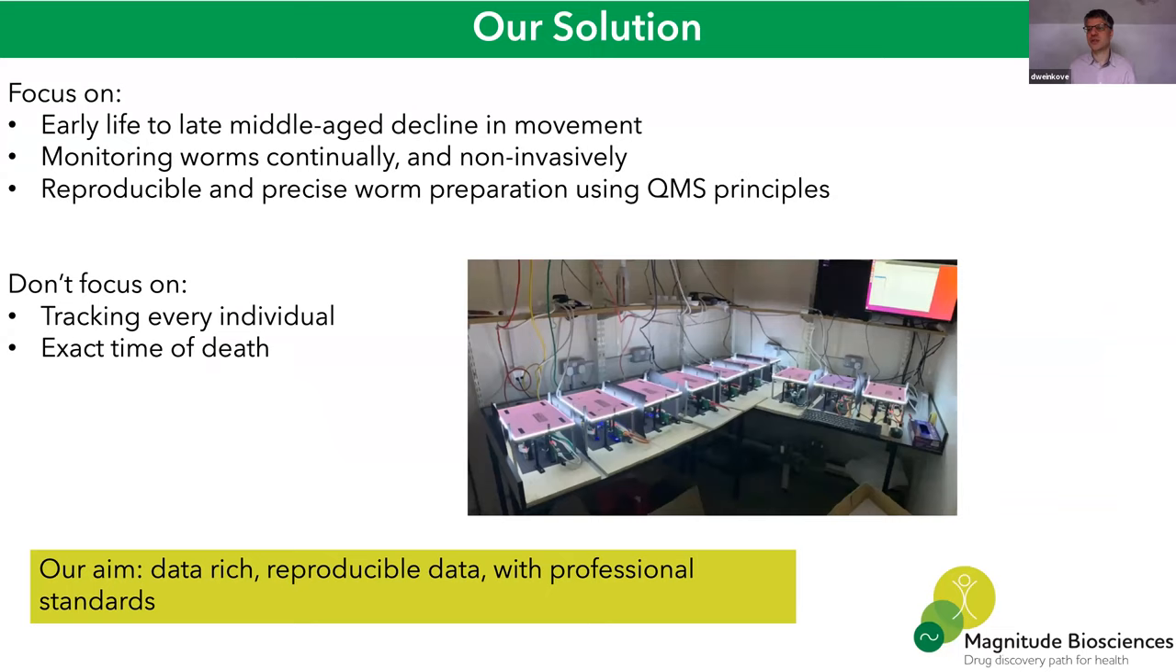The technology also made us really understand how important it was to get our preparation right. So, reproducible and precise worm preparation using quality management system principles, which is effectively just making sure that we've got a lot of consistency and clear guidelines and checkpoints. That allows us to get really, really good data. Unlike other technologies in the worm field, we don't track every single individual, and we don't worry about the exact time of death. What we're looking at is getting really good quality data on how the worms slow down, and producing it with a professional standard.